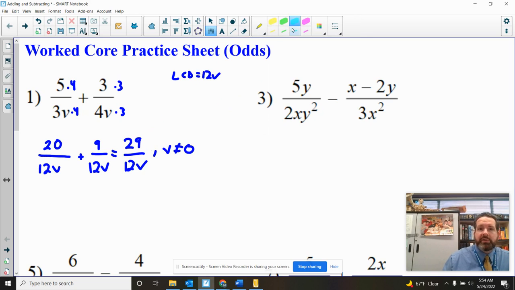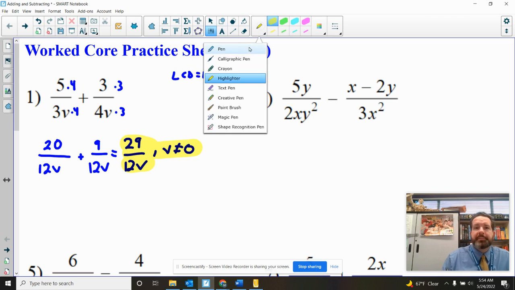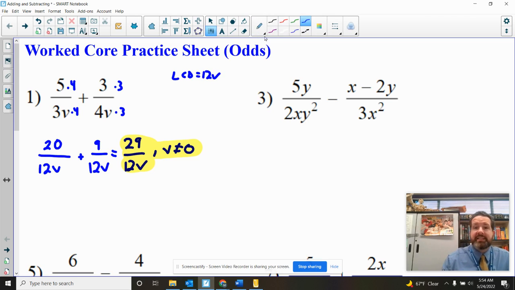You will notice that on your practice sheet, it doesn't list the restrictions. I would still like you to be able to, because it does matter here as well, just like it did with multiplying and dividing. Next up, mixing the x's and the y's together.